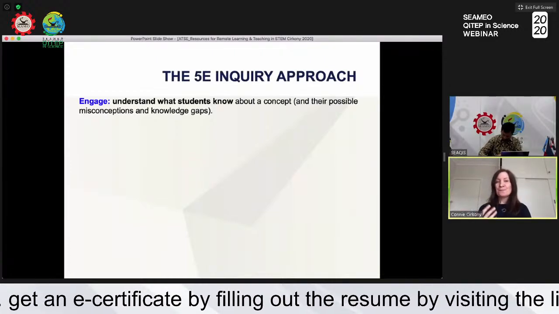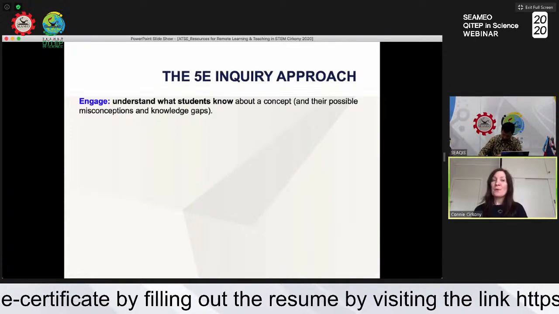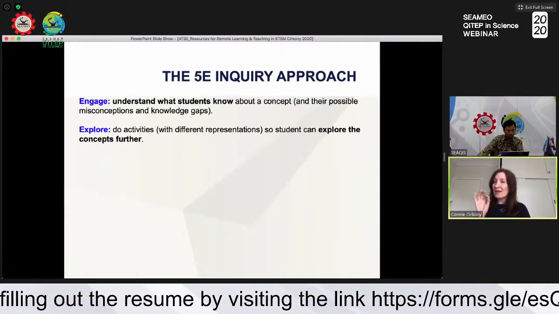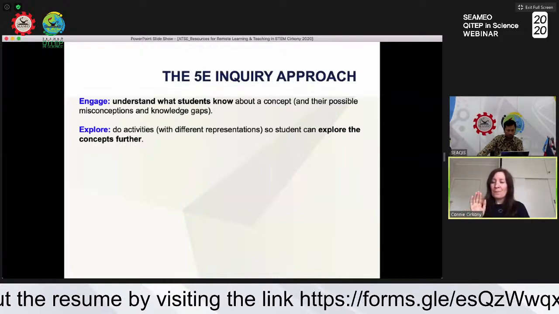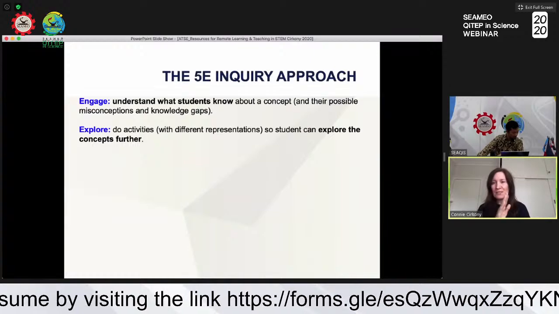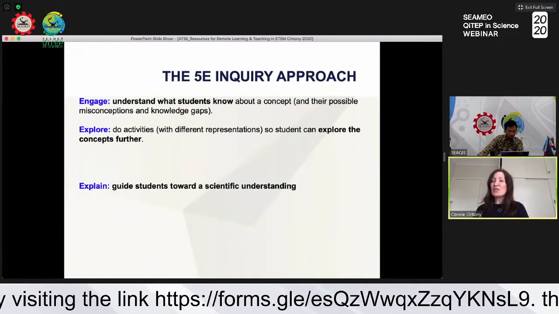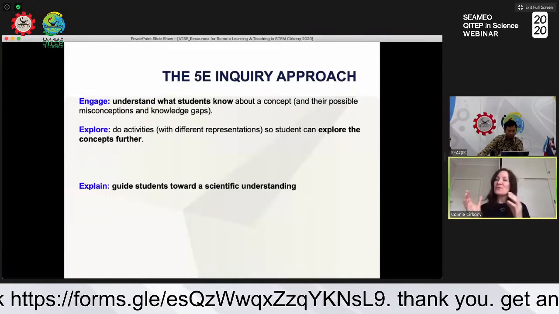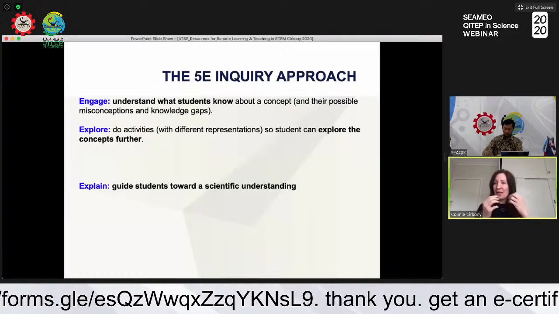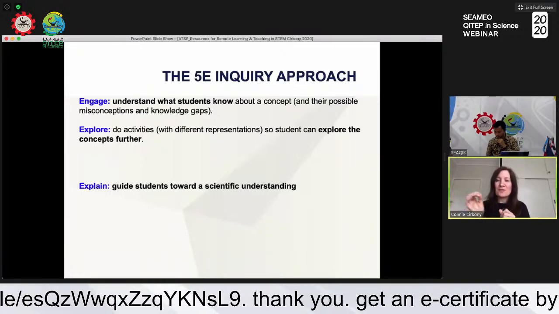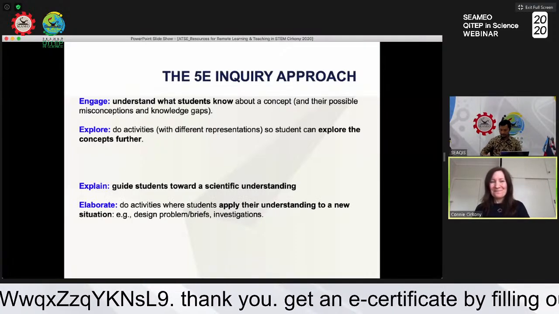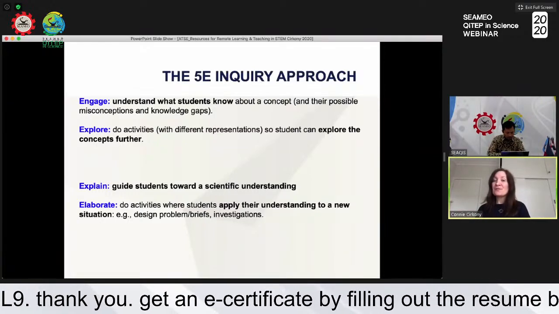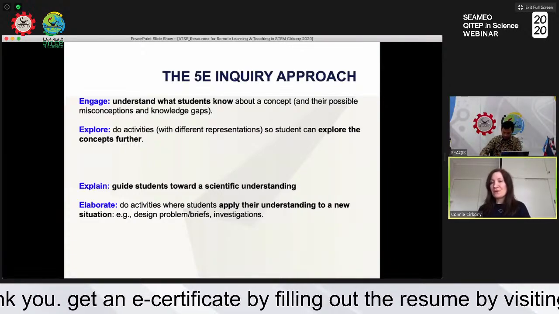So we start with engage, and that's taking the time to understand what students already know about a concept. And explore, doing activities with different representations so they can extend their understanding, exploring what the different parts of the concept would be. Explaining, which is not just the teacher explaining the more scientific explanation for a concept, but also students starting to consolidate their knowledge and explain their ideas and bringing in those scientific concepts that the teacher is teaching. And elaborate is now that students have a better understanding of a given concept, they're able to apply it to a different situation. These are often design briefs or investigations or experiments.